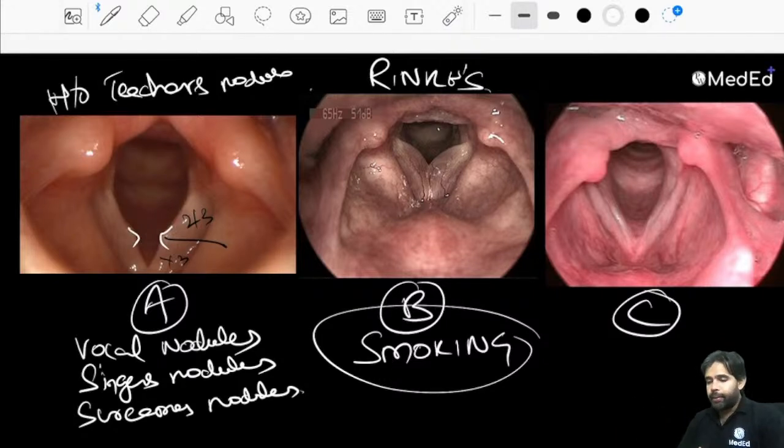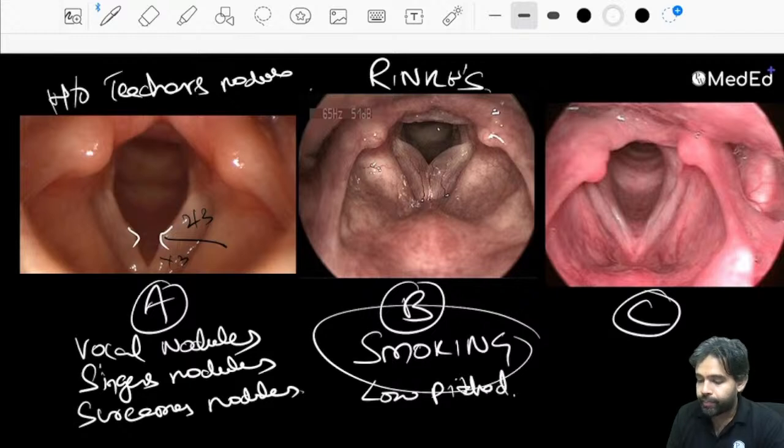So there will be a history of smoking, Reinke's edema, and there will be a hoarse voice. A hot potato voice is in peritonsillitis, quinsy. Don't get confused. That is another clinical point that I want to mention there. Here in Reinke's edema, you will see a low pitched, gruffy voice, because it cannot generate high tone. Can you see this little line in the vocal cord?